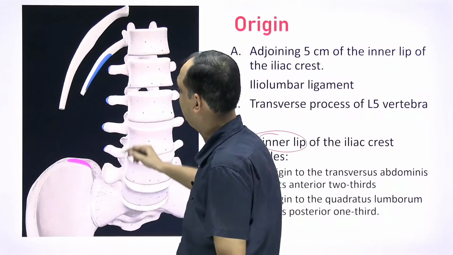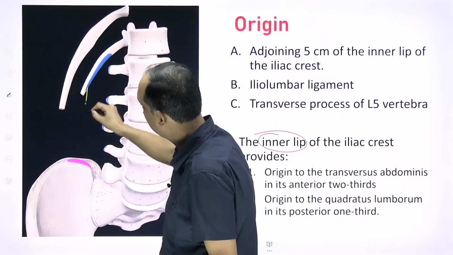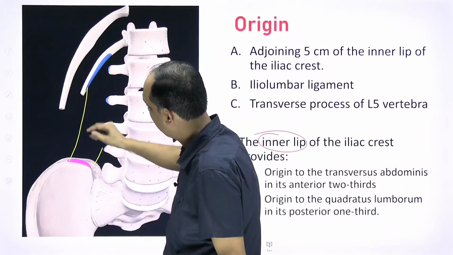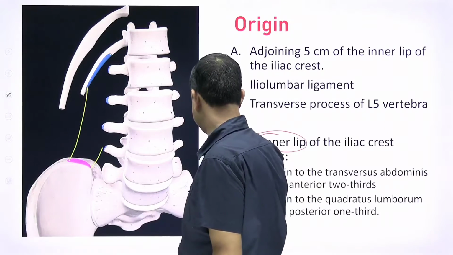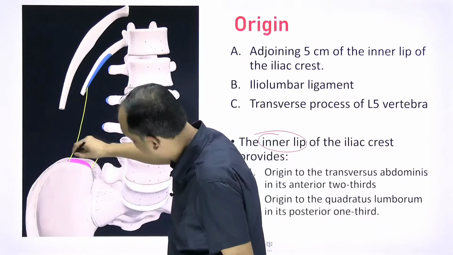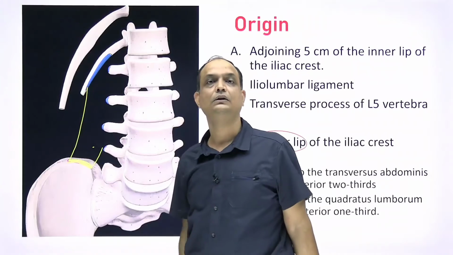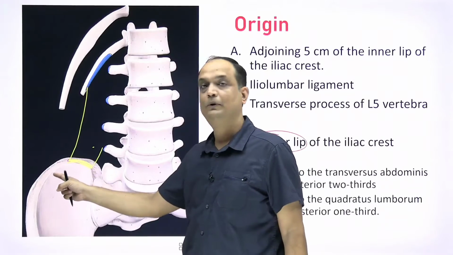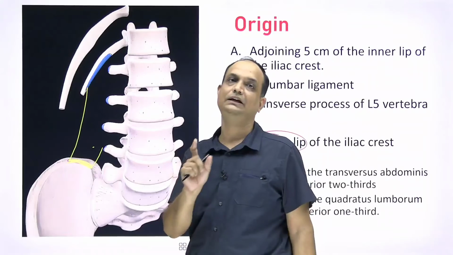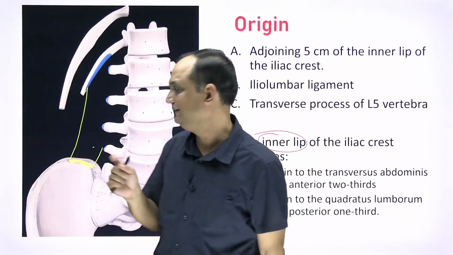So this is the first thing: if I draw a quadrangular structure here, this is one border of the quadrangle and this is another border. The lower border of the quadrangle is attached to the hip bone, and this is known as the origin from the hip bone. And which part of the hip bone? The posterior one third of the inner lip of the iliac crest. Clear? Apart from that, there are a few more origins. This is the major origin.